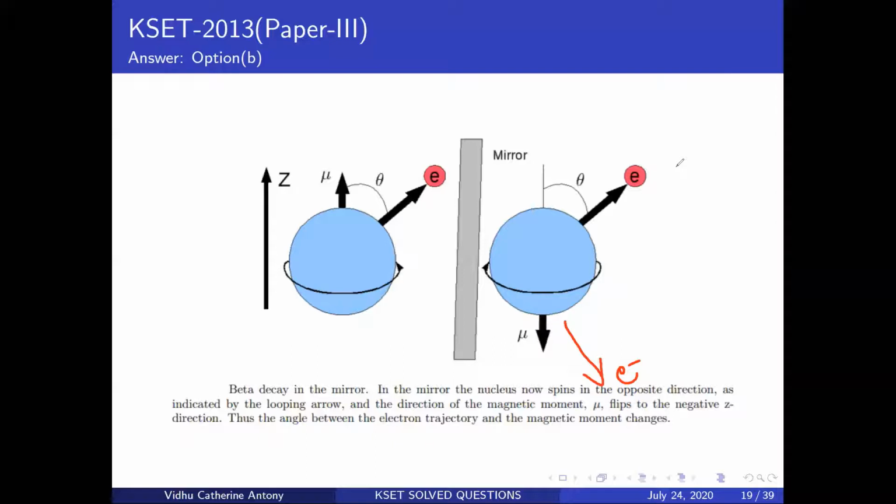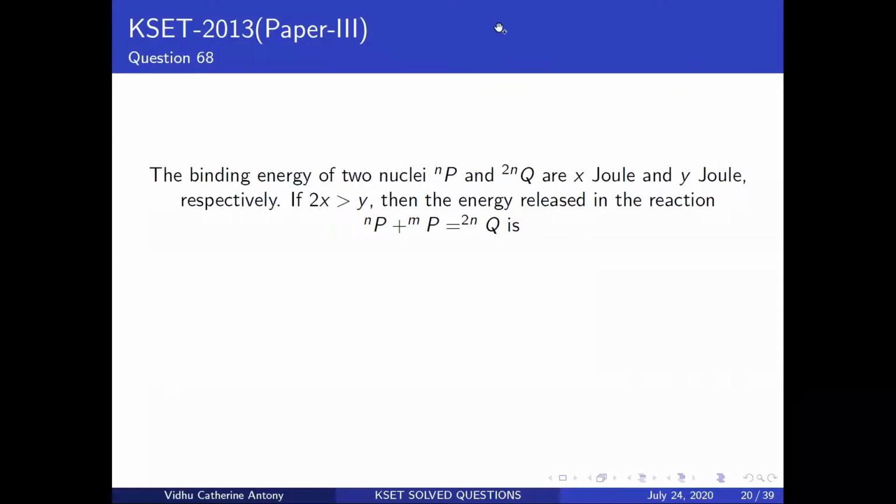So that's the whole idea. Okay, so this is quite simple. The binding energy of two nuclei, NP and 2NQ, are x joule and y joule respectively. If 2x is greater than y, then the energy released in this reaction, NP plus NP is equal to 2NQ, is.